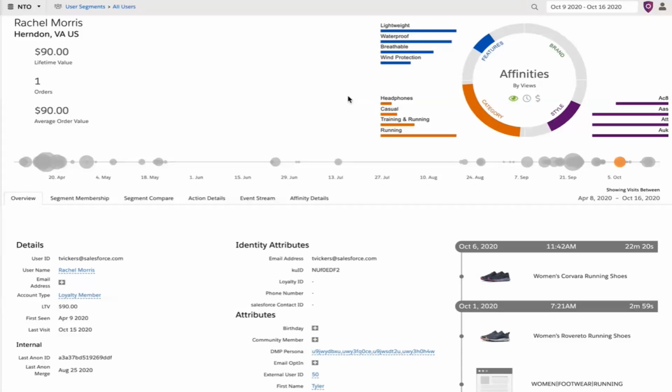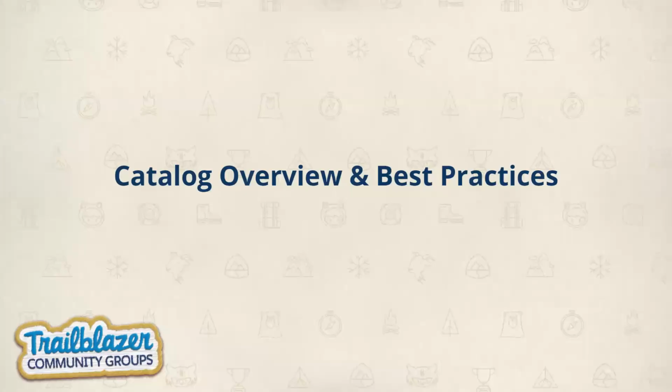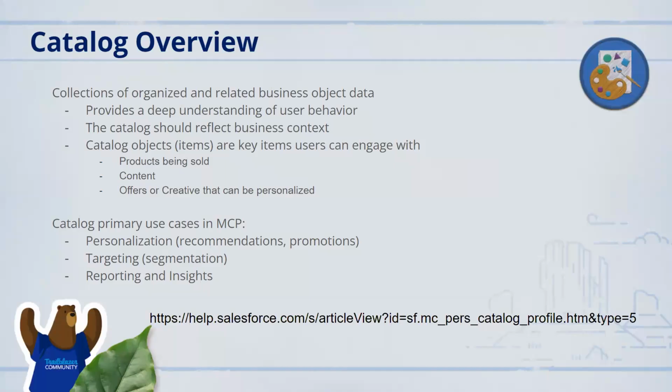So now we've had that understanding of a unified customer profile. Let's jump into the catalog overview and best practices for building and designing your catalog. First, let's start off with, what is a catalog? A catalog is a collection of organized and related business object data. It's used to provide a deep understanding of user behavior with relevant business context.